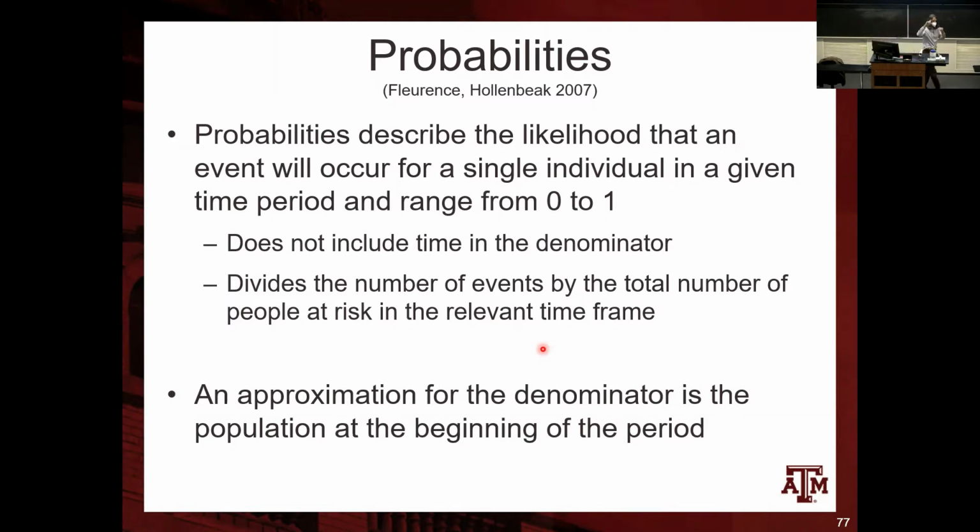The numerator in probabilities and rates is similar. The denominator is a different thing, right? So for probabilities, out of this population that starts at the beginning of the period, how many of them experience the event? The rate uses the population in the middle of the period, right? It has to do with exposure through that period of time.